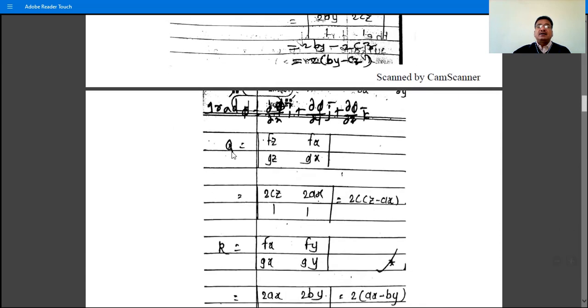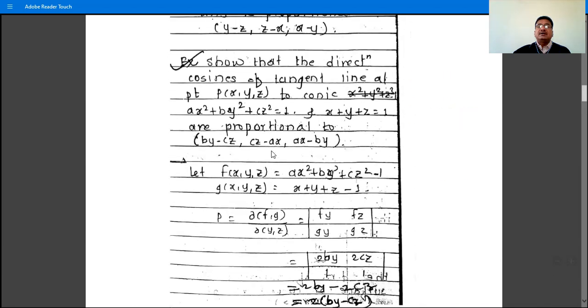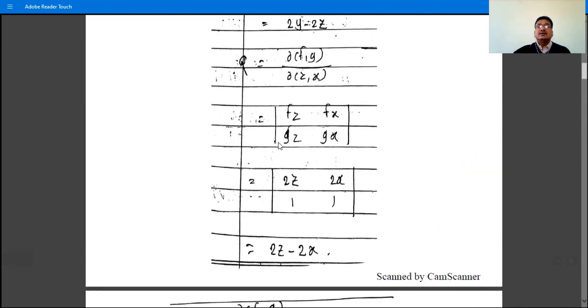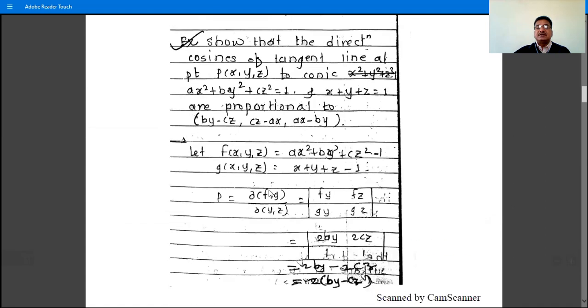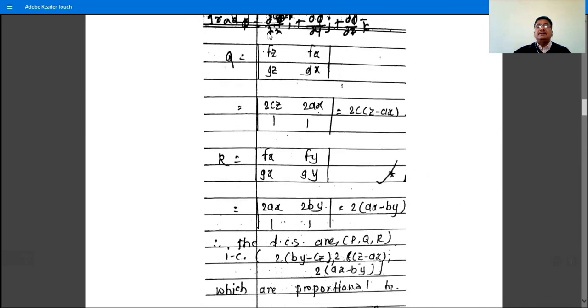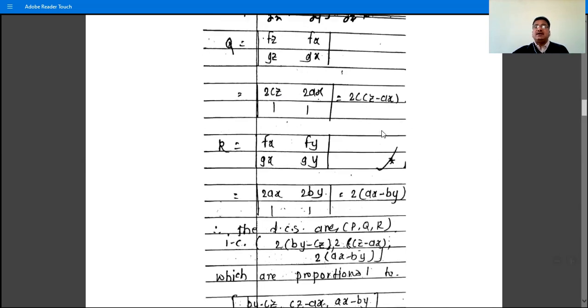Similarly, find Q. What is capital Q? Capital Q is the determinant with rows F_z, F_x and G_z, G_x. Here F_z is 2cz, F_x is 2ax, and G_z and G_x both are 1, so we have the answer 2cz minus 2ax. Take 2 as common: 2(cz − ax).